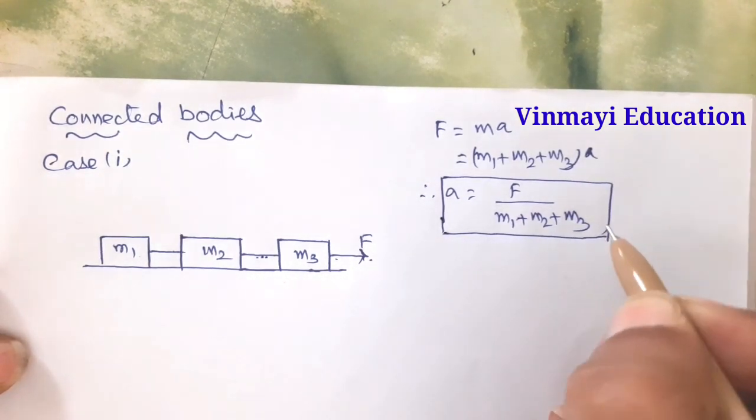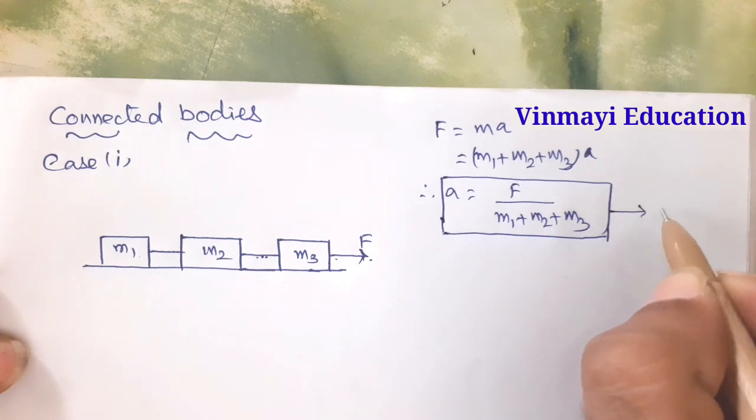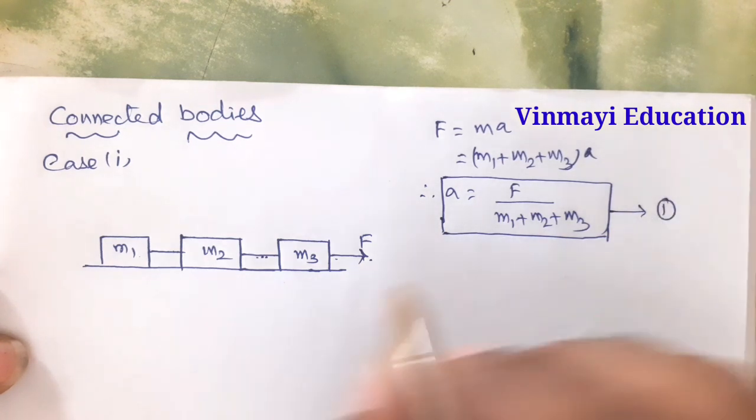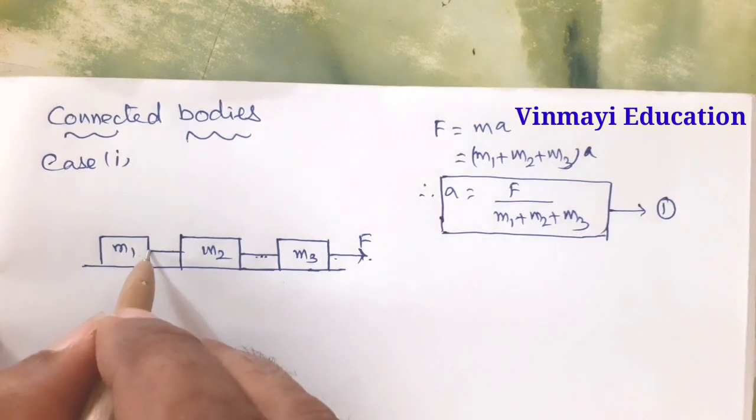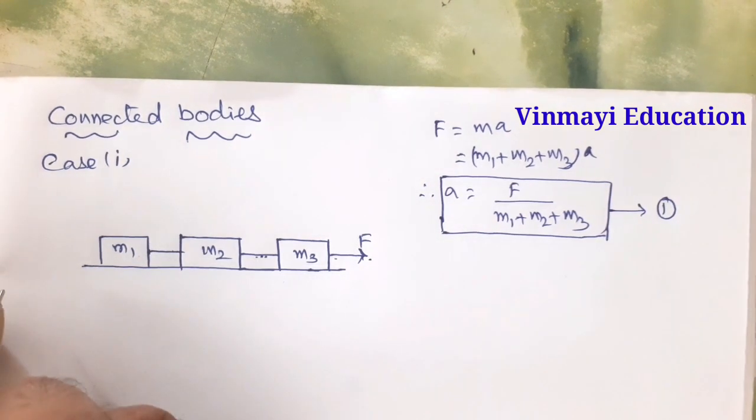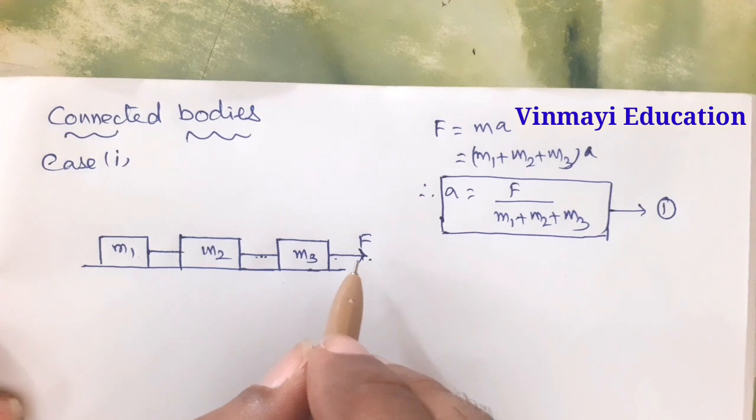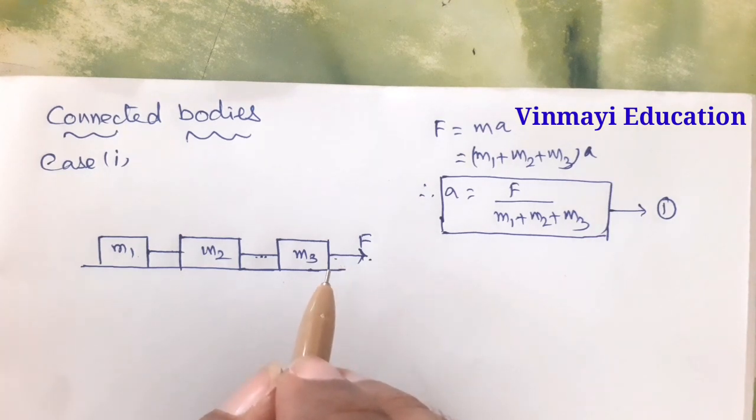Here in this case, we have to consider all the masses. Now this is about the acceleration. Now coming to the tension. Here, what about the direction of the tension? If the force is in this direction, what about the direction of the tension?